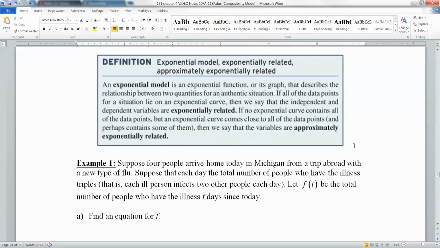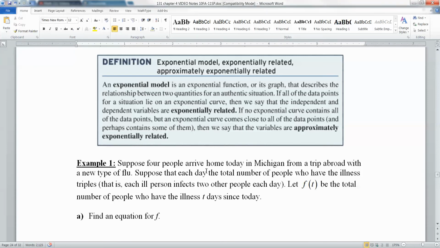Okay. Very similar to what we did with linear stuff. We're going to have a scatter plot or something like that. And if there's a curve that comes close to them, then that would be an exponential curve that comes close. Or linear if you're still dealing with chapters 1, 2, and 3. And there will be another one in quadratics in chapters 6 and 7. So let's read this problem.